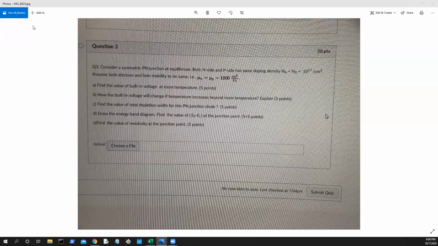And for this question, we have a built-in voltage of 0.838. You'll notice that that is the same exact voltage value we got for question 1 on homework 4. That is because if you have a symmetric PN junction that has identical doping density of 10 to the 17th, that's always going to be the same exact number. It just so happens that he used the exact same question from the homework here.